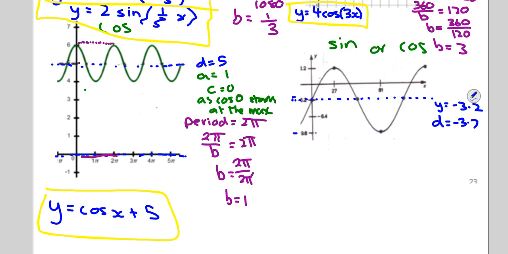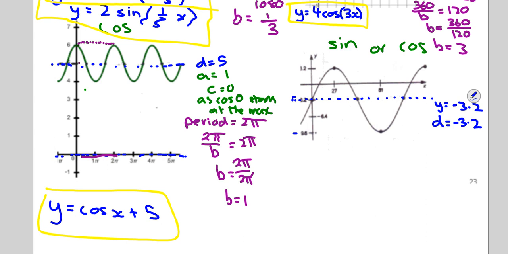Negative 3.2. So the d is basically the equation of the principal axis. The equation of the line of the invisible principal axis is 3.2. So that tells you the d, how much it shifted from the x-axis.